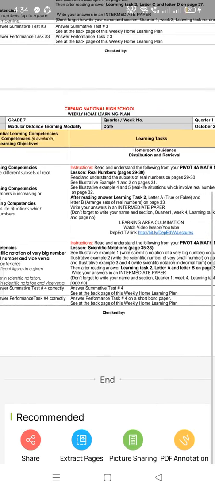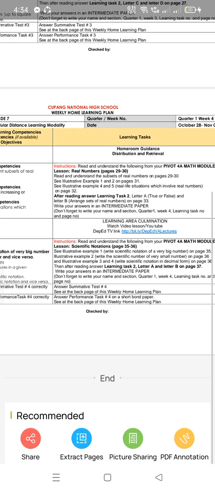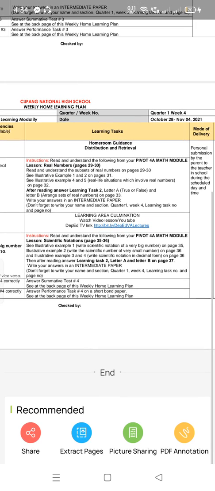Instructions: read and understand the following from your PIVOT 4A Math module. Lesson, scientific notation, pages 35 to 36. See illustrative example 1, write scientific notation of a very big number, on page 35. Illustrative example 2, write scientific notation of a very small number, on page 36. And illustrative examples 3 and 4, write scientific notation in decimal form, on page 36.